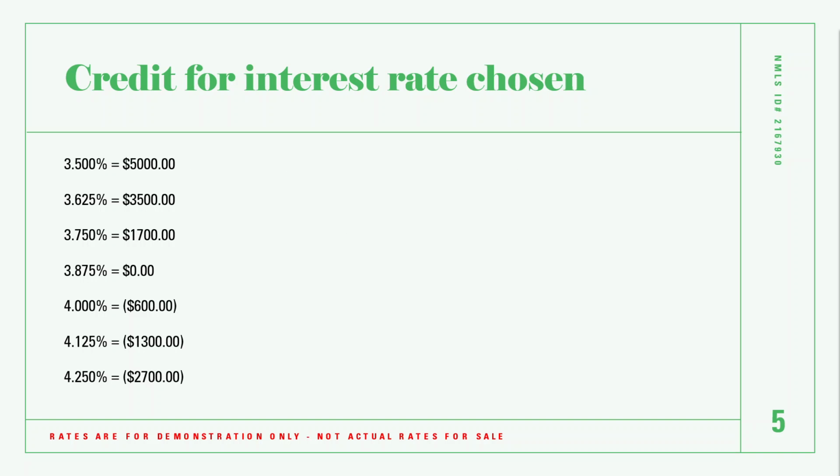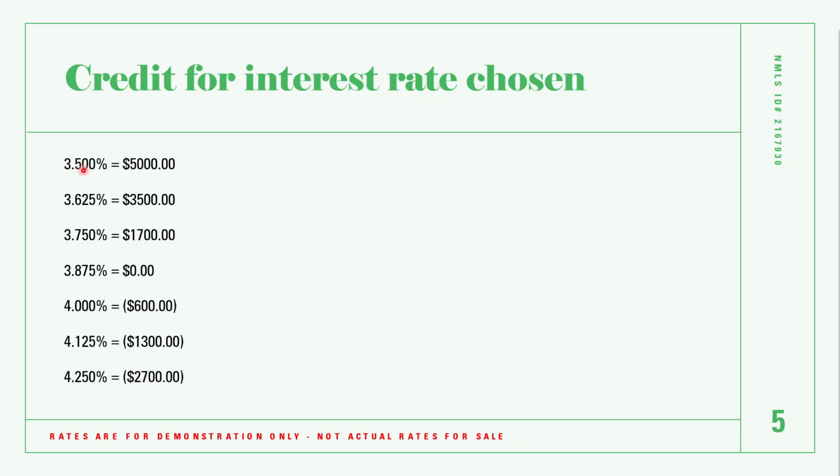Let's jump into the credit for the interest rate chosen. This is a rough example of the rate choices behind the scenes. You typically see one rate advertised, but when you get in contact with us behind the scenes, we're looking at anywhere between 11 to 13 rates. So I've broken it down a little bit to explain roughly how it works behind the scenes.